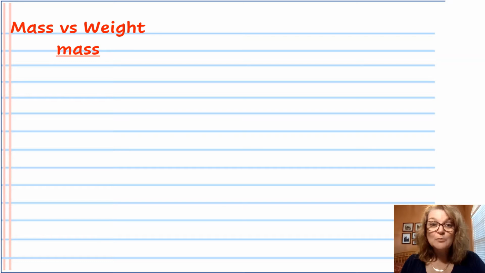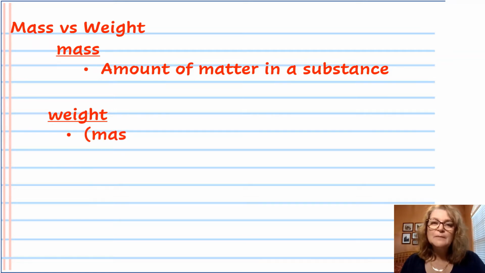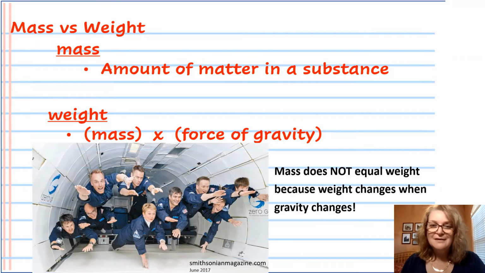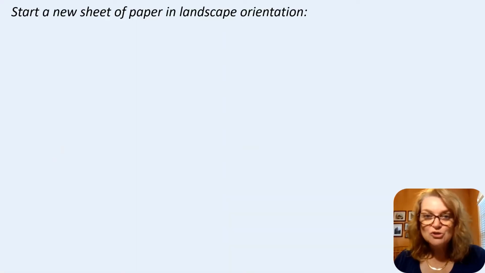Let's also take a quick moment to differentiate between mass and weight. So mass is the amount of matter that's in a substance, and weight is that mass times the force of gravity. And we want to make the distinction between those two words because weight will vary depending on your location and the gravity at that location, but mass will remain the same as long as the amount of matter in the sample hasn't changed.